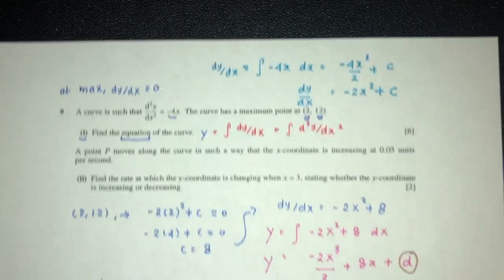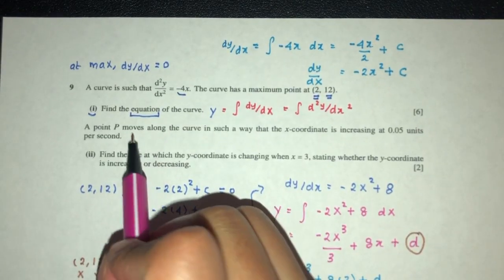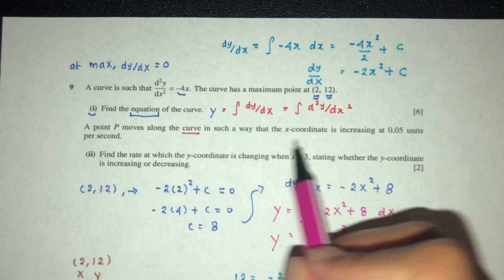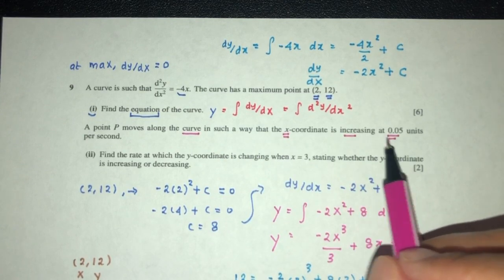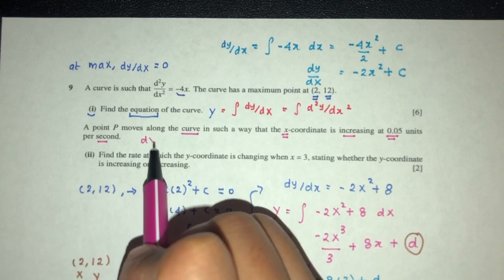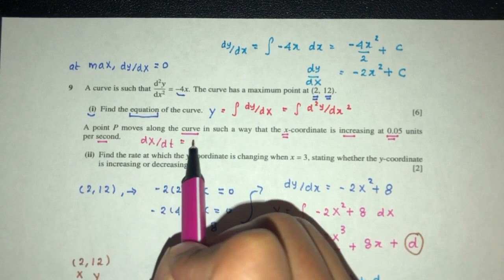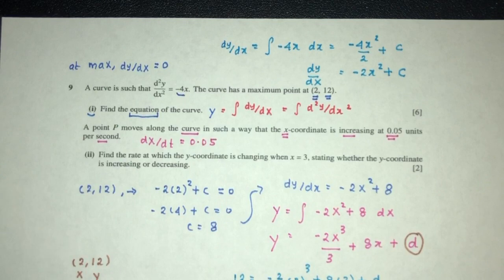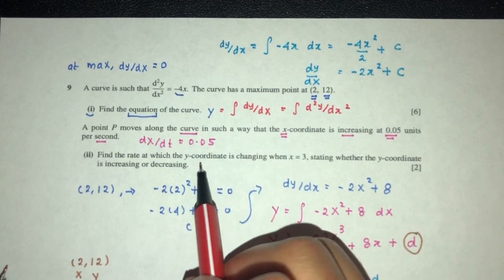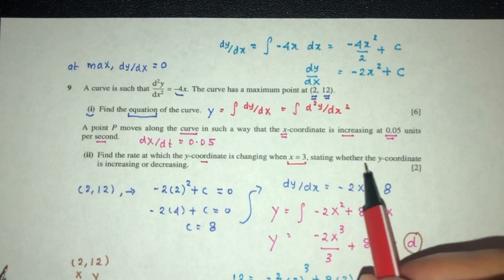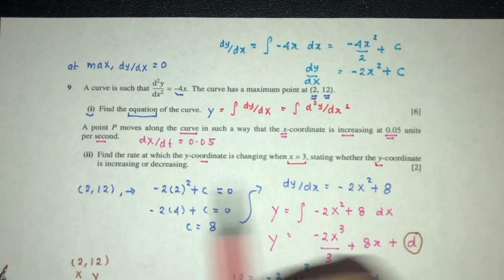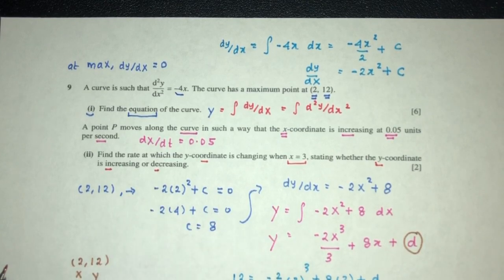Now part 2, we have a point P which moves along the curve in such a way that the x value is increasing at a constant rate. So at the point P we have dx by dt is 0.05. Now we have to find the rate at which the y value is changing when x is 3, stating whether the y value is increasing or decreasing. So pretty easy.